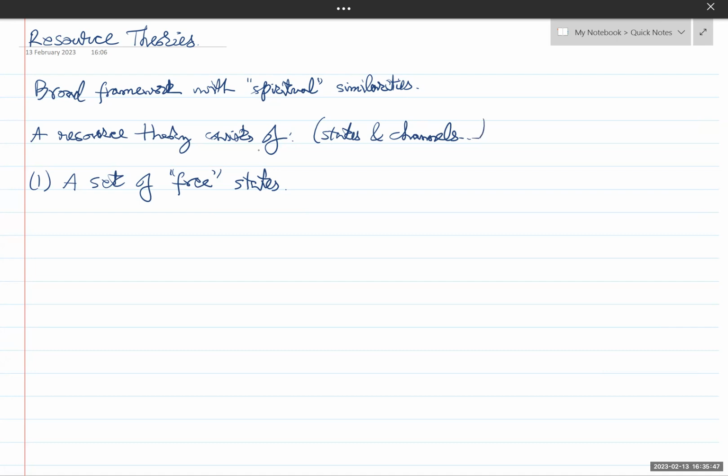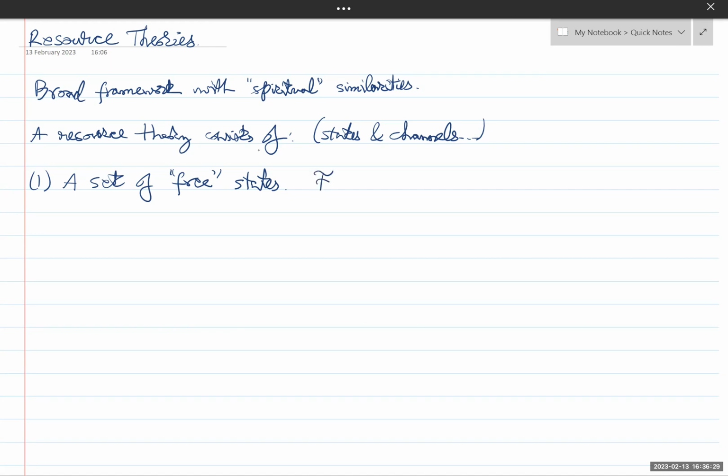You can make resource theories for more general objects. People have thought about, for example, ruler and straight edge and compass constructions on a plane as a resource theory. You basically define a certain set of free operations, and then you can think of it as a resource theory. But here I'll be talking about resource theories where the objects are states, channels, measurements, and so on, connected with quantum information theory.